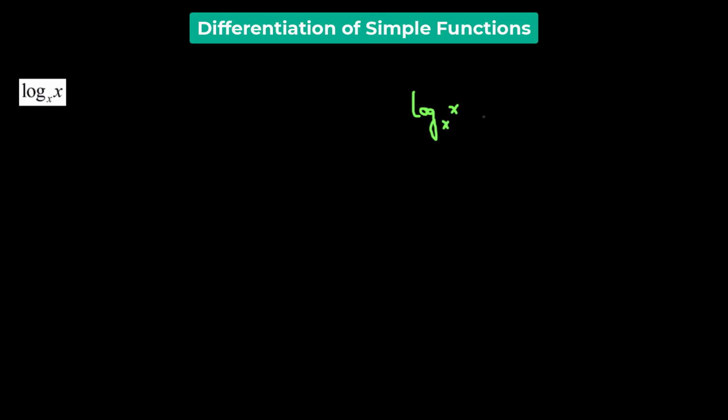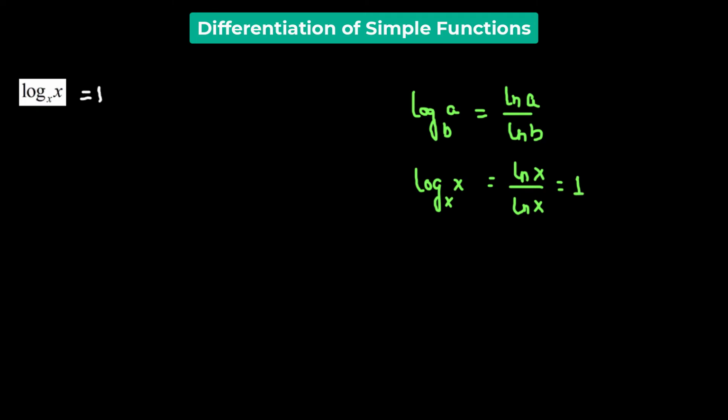Now, in order to convert it, we're going to use the definition that given log of a to the base b, this can be written as the natural log of a divided by the natural log of b. So log x to the base of x will be equal to the natural log of x divided by the natural log of x. So log of x to the base of x is simply going to be equal to 1.